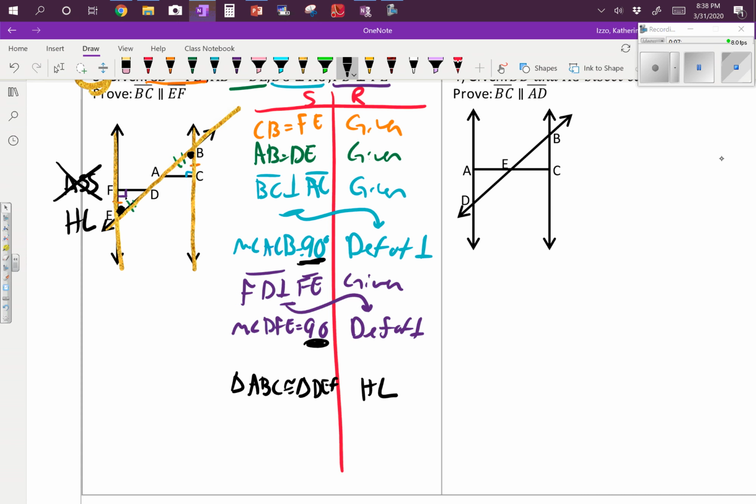And what do we do when we have to do HL? Do you remember? Yes, we have to say that they're 90 degrees. Yes, because hypotenuses only exist in right triangles. So we need to say that triangle ABC and triangle DEF are what? Right triangles. Good job, squirrel.